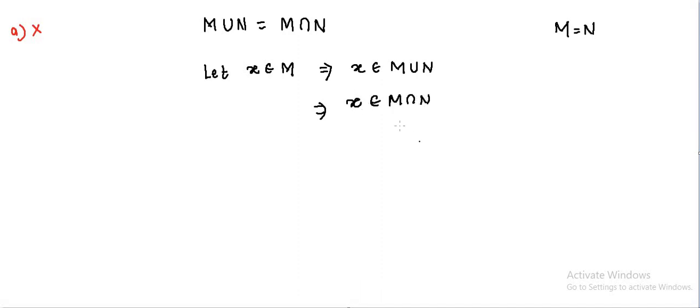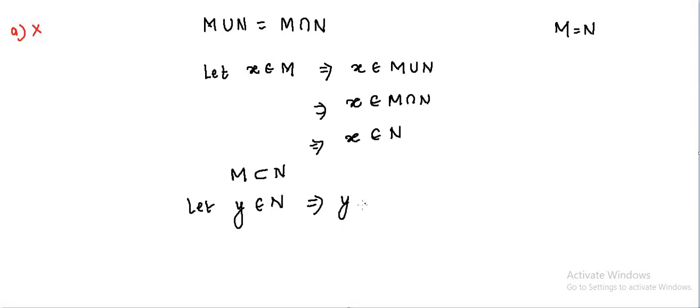If x is present in the intersection of m and n, I can conclude that x will be an element of n. From here, I can say that m is a subset of n. In the same manner, let us consider another element y which is present in n, which implies that y will be an element of m union n, and this will imply that y will also be an element of m intersection n.